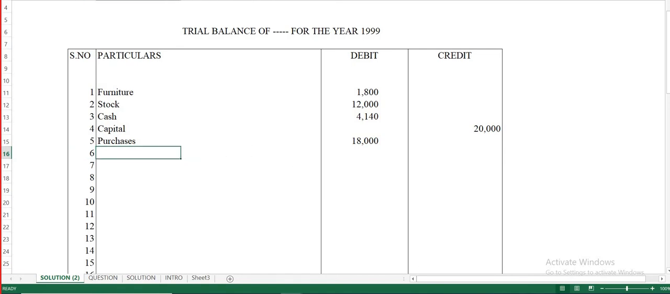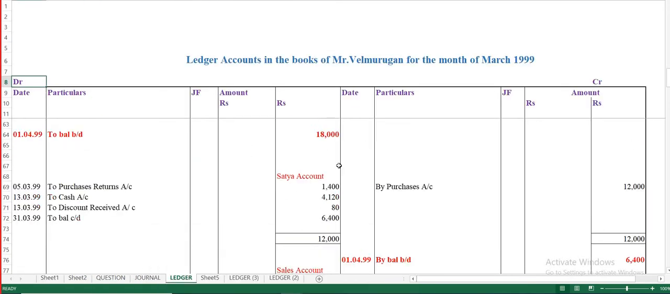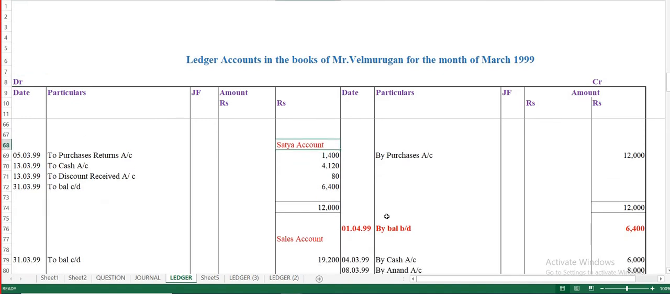So what are the other things we have to put over? Satya account. It was the person's name. Okay. So it has got a balance on the credit column of 6,400 rupees. So Satya account I have to put under the credit column, 6,400, because it appears on the credit side. Still some balances are carrying over.